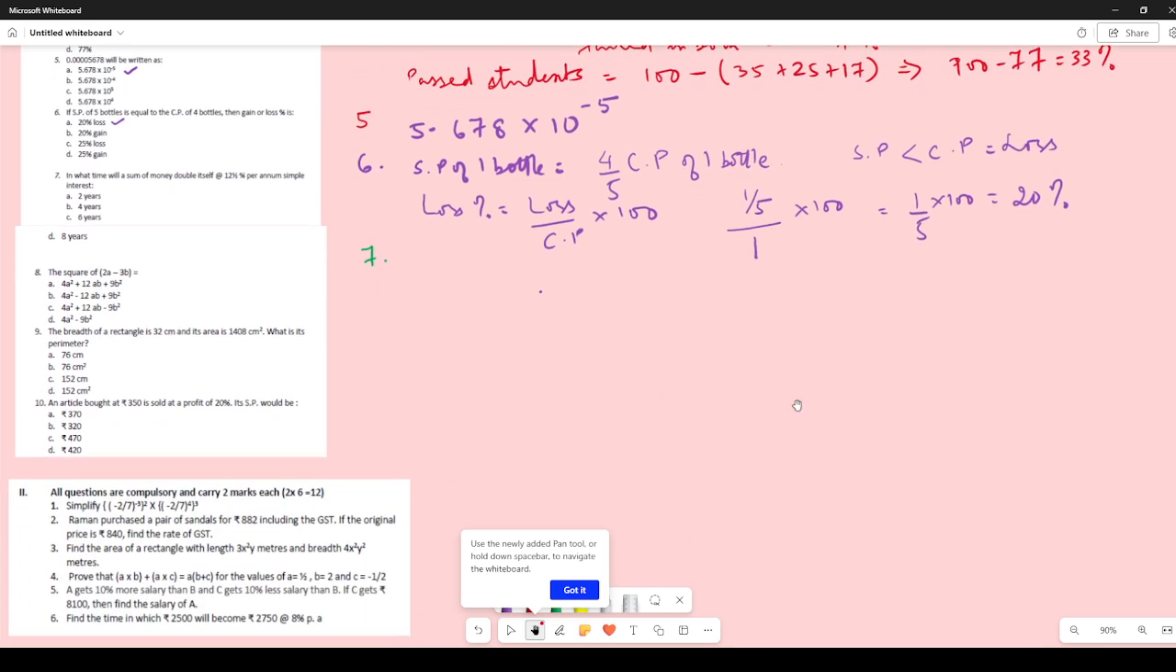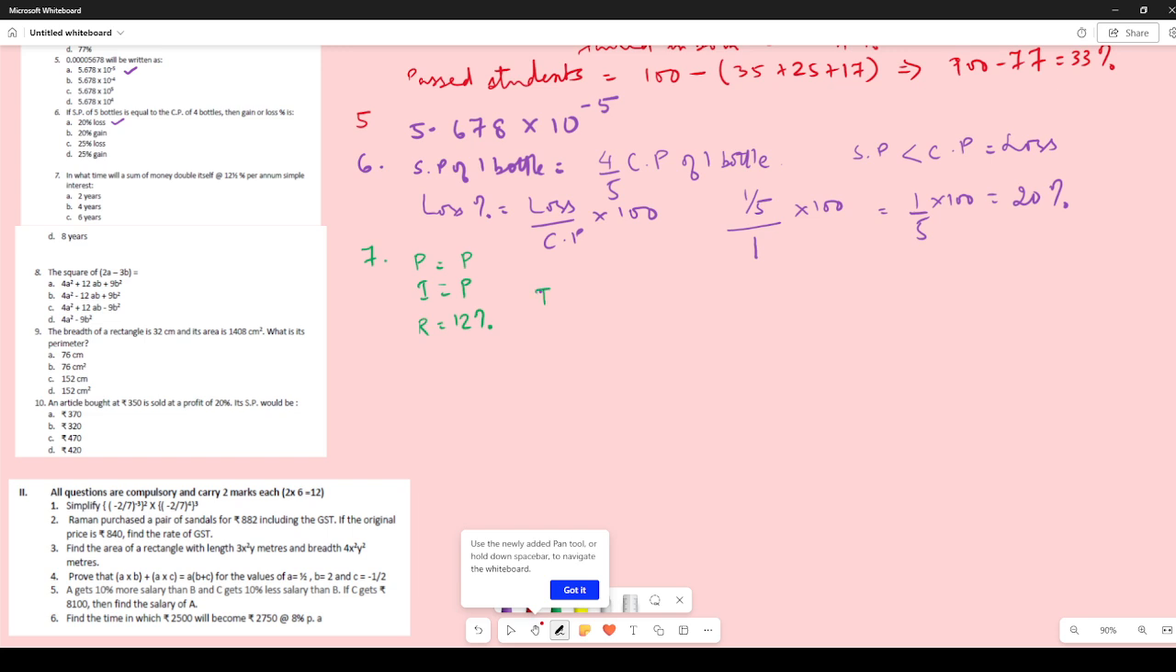Alright, 7th question. In what time will a sum of money double itself at 12% per annum simple interest? Now, we know principal is equal to P, so interest will also be equal to P. We are not concerned with what the principal is exactly. We just know that whatever it is, the interest will become equal to the principal because the amount is double. Amount is double means you get the same interest as the principal. Then we know the rate is 12% and we have to find out the time.